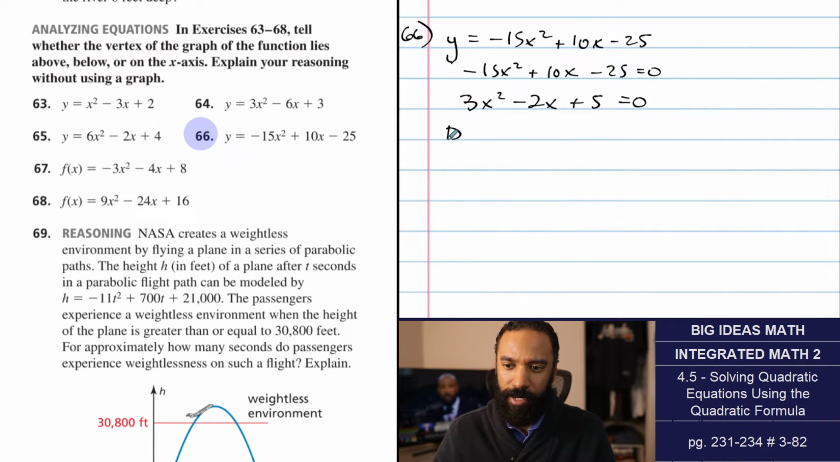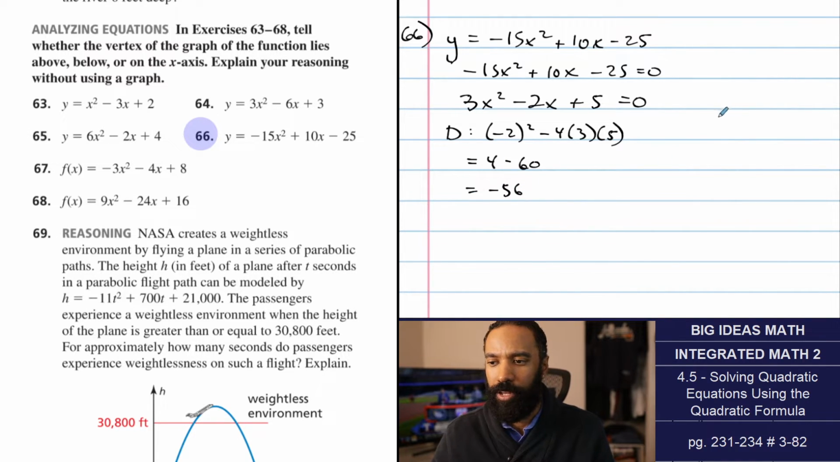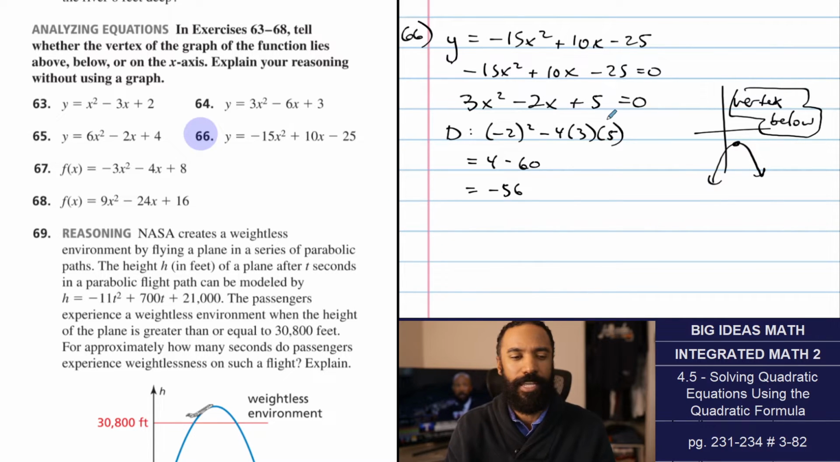Let's go for the discriminant, where we are going to do b squared. I think it's the same thing as before. B squared minus 4ac, which is 4 minus a big number, 60, which is negative 56. So it's not going to touch. However, it doesn't touch, but it's below this time because it's a downward facing graph. So this is below, vertex below, for a different reason. Doesn't touch, but downward facing, right? Downward facing.